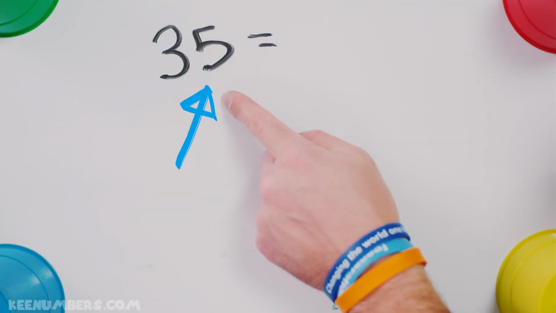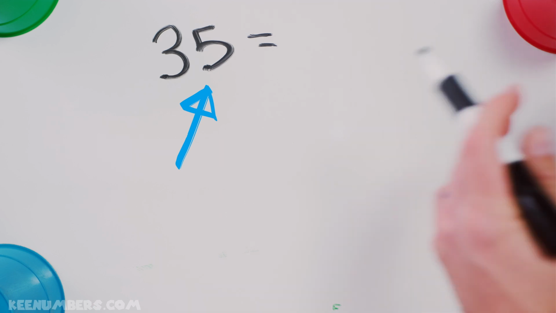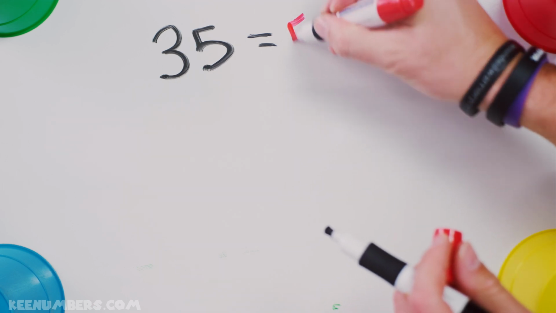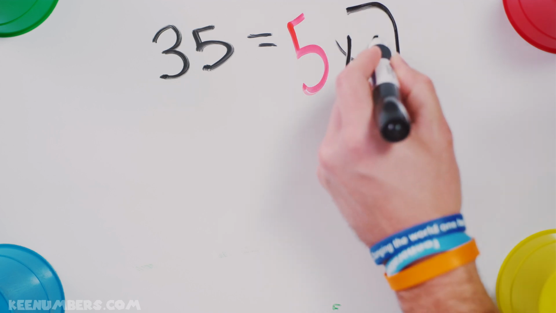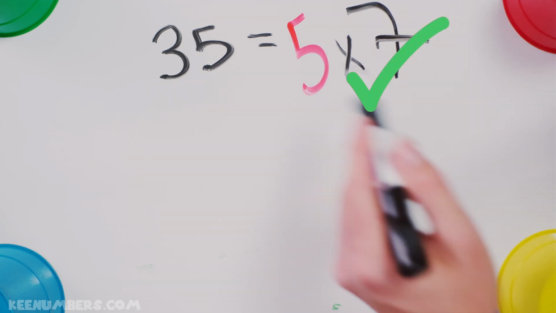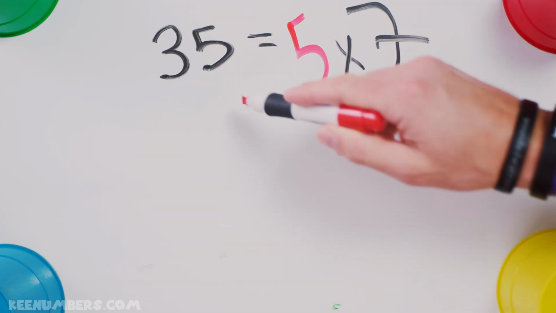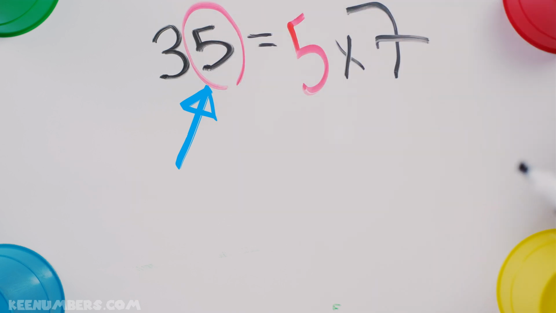35. It ends in 5, so you can divide it by 5. In fact, this guy is a whopping 5 times 7. There are 5 sevens inside 35. See, the key there, again, is that the number ends in 5. So you bet that one is divisible by 5.